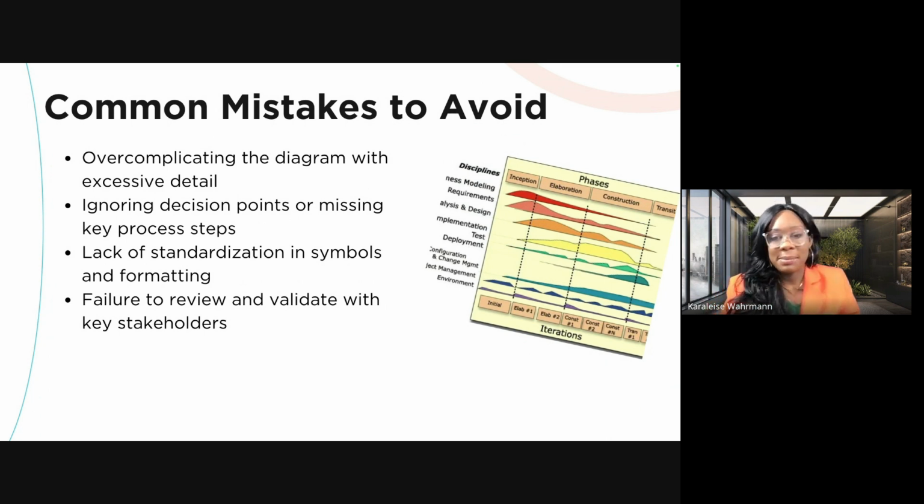So here are some common mistakes that people make when they're doing process flow diagrams that you can avoid. Overcomplicating the diagram with excessive detail. It sounds like a broken record, but I'm saying it because I see it so often. Overly complicated.